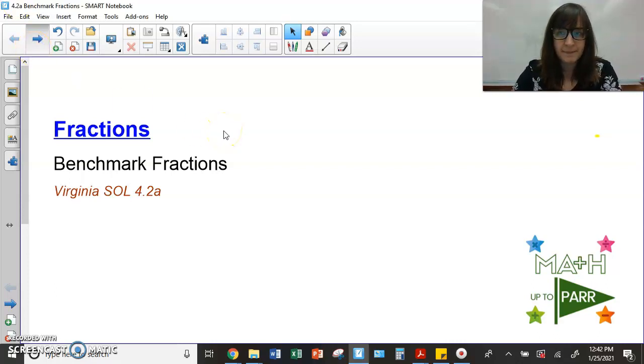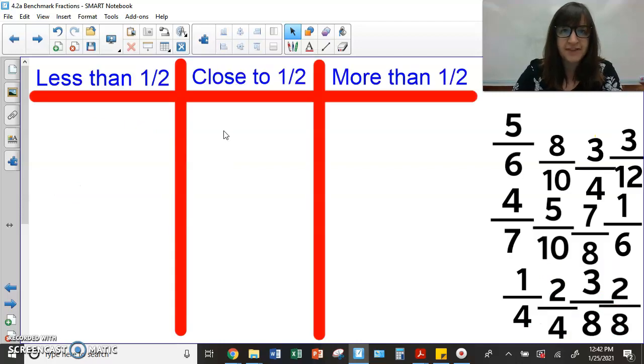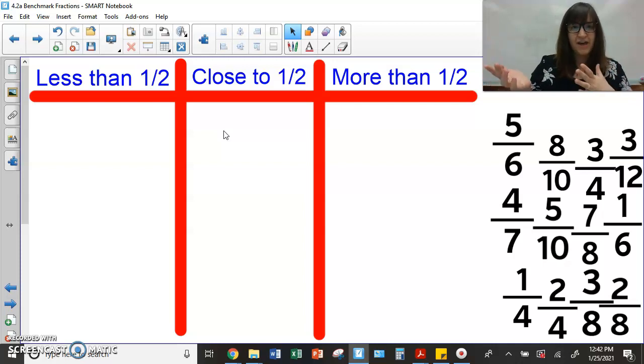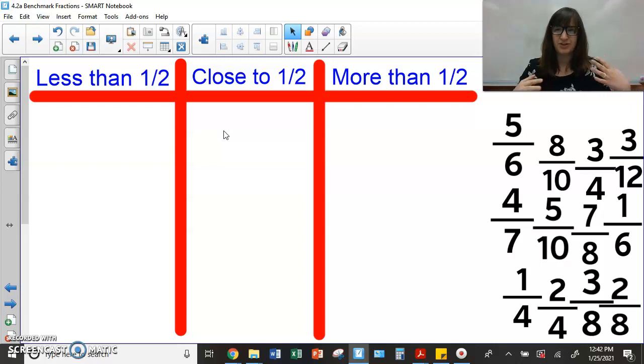So when we think about benchmark fractions, we're going to think about them in relationship to 1/2, okay? Half of the parts that we are counting. So do we have a fraction that's close to that halfway mark, or do we have one that's more than half or less than half? Sometimes we'll notice that fractions are kind of in between and don't fit perfectly into these categories, and that's okay. The purpose of this is to begin thinking about how fractions relate to each other.